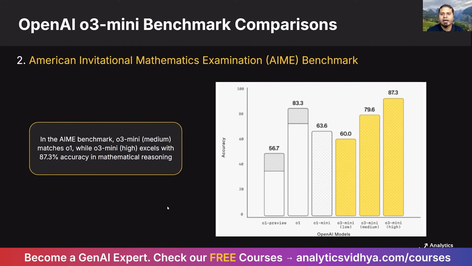Then we have the AIME benchmark, which is the American Invitational Mathematics Examination, focusing on math problems. In this one, again, the o3 series of models have performed pretty well, especially the medium reasoning matches o1 level of performance, more or less, and the high reasoning model variant excels with 87.3% accuracy in mathematical reasoning, outshooting by almost 4% the o1 model's performance.